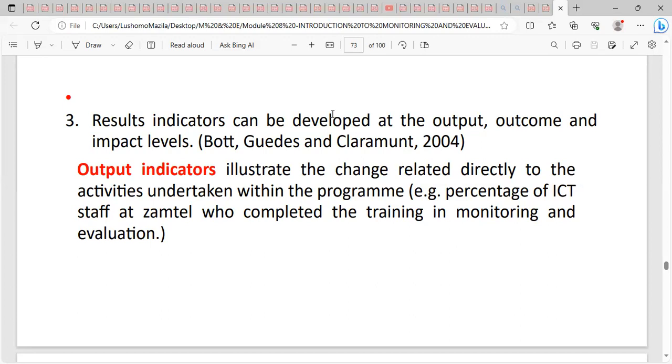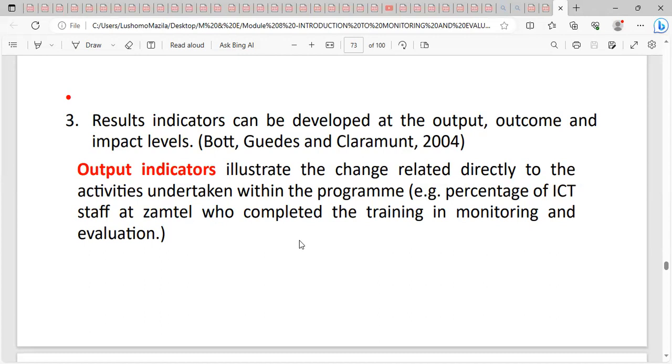When we talk about output indicators, we are talking about the output level of the logic model. If you are asked what the indicators found on the output level are called, those are the output indicators. They illustrate the change related directly to the activities undertaken within the project or program. For example, the percentage of ICT staff at Zamtel who completed the training in monitoring and evaluation. Are you getting this one?